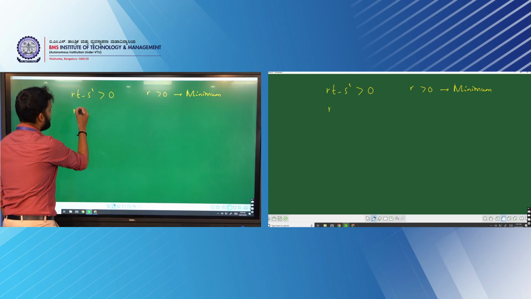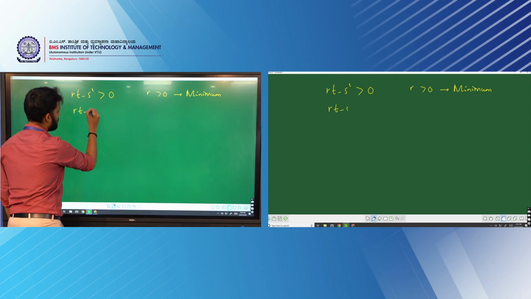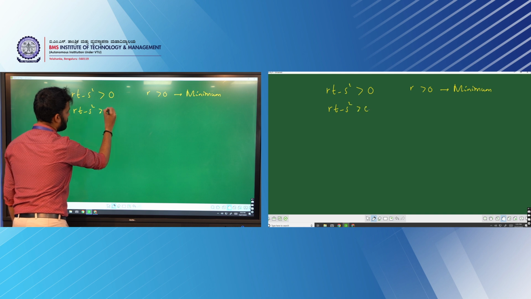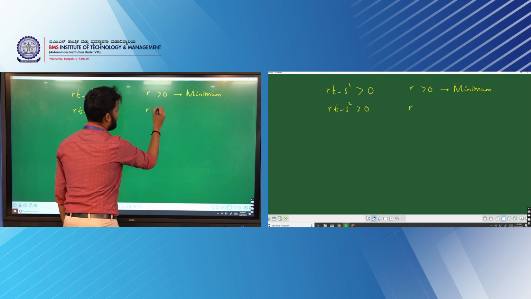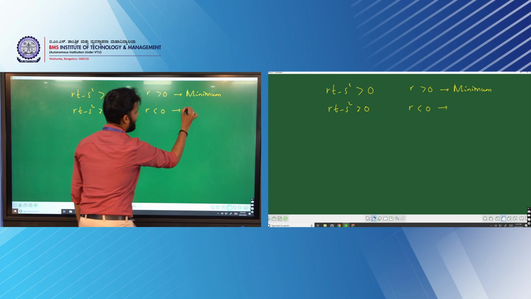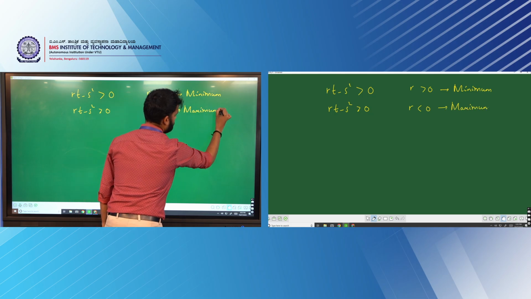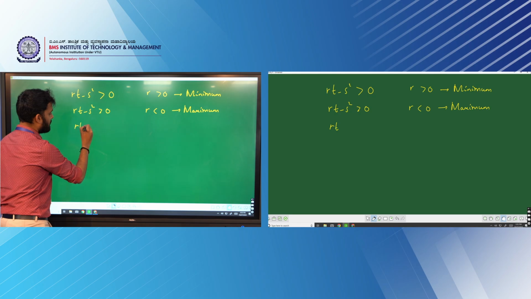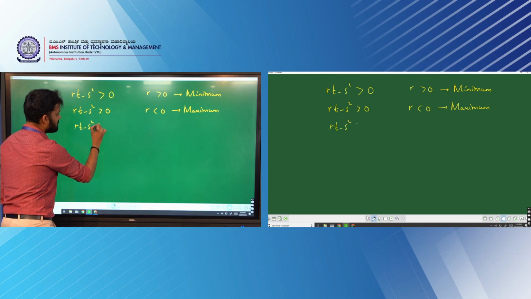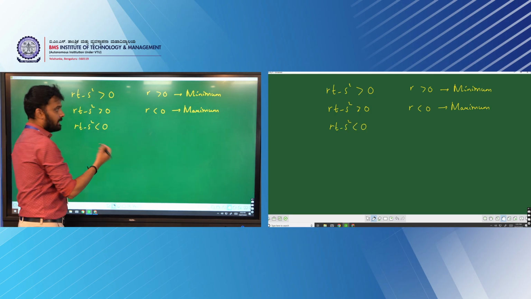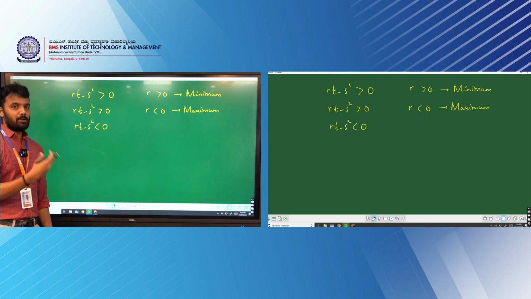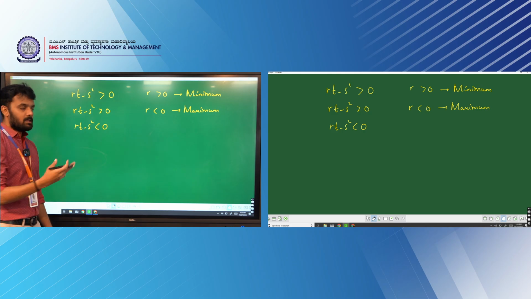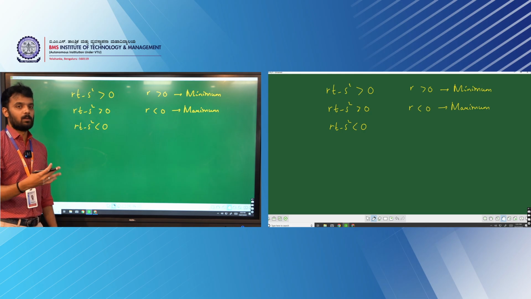And if rt minus s square still stays positive, that is, rt minus s square is greater than 0, but r is less than 0, then that will be the point of maximum. So what if rt minus s square is going to become negative? If rt minus s square is negative, then the point is neither a maximum nor a minimum. In such cases, the points will be called saddle points.